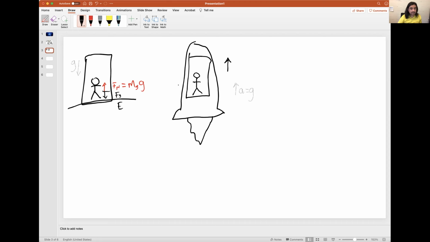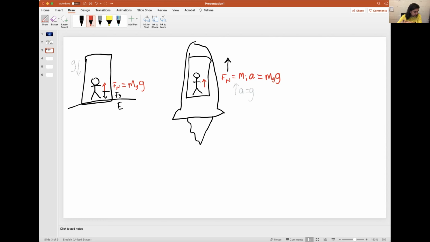And this person is also going to feel a force normal to them inside of this box, on the floor of the box. This normal force, in this case, is the inertial mass times the acceleration, but we know that this acceleration is g, and the gravitational mass is the same as your inertial mass, so they are the same.